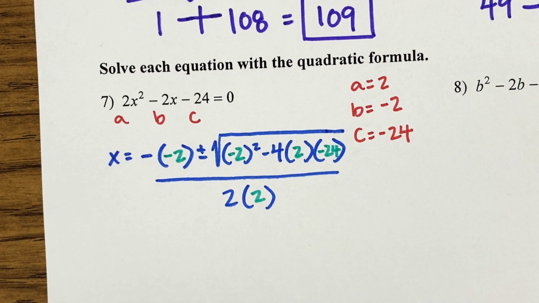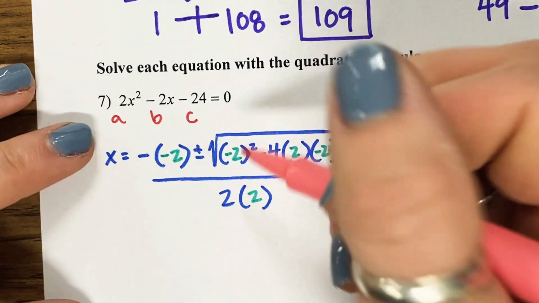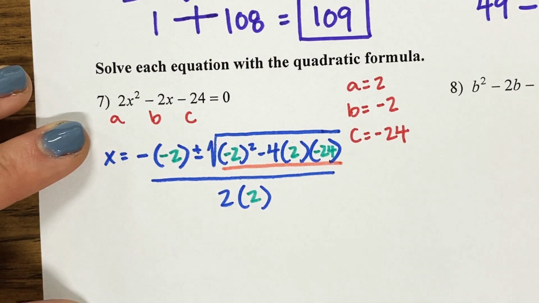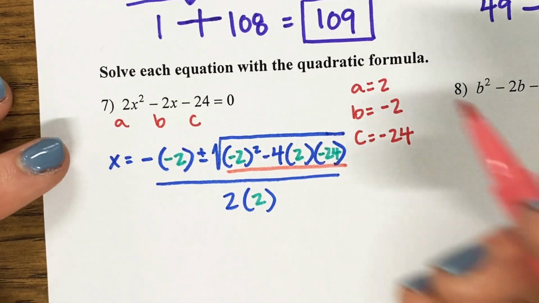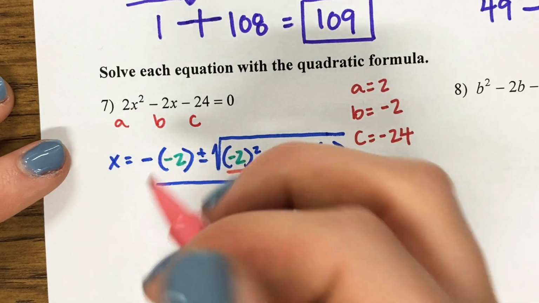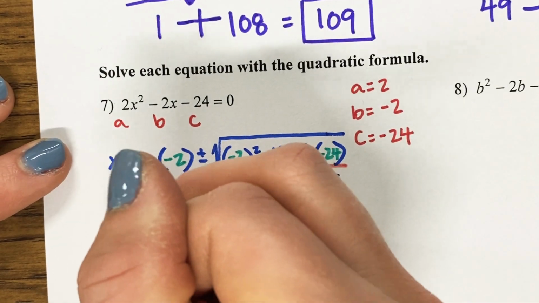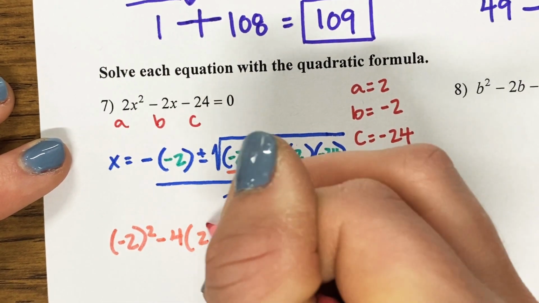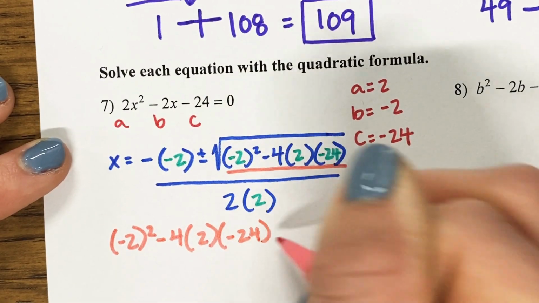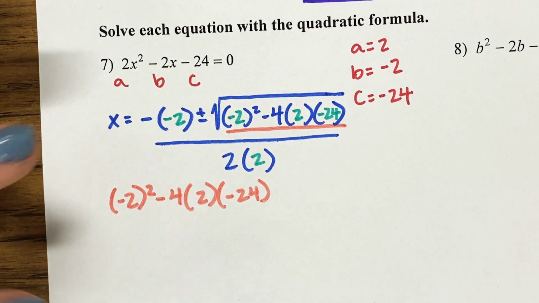Okay, so now what we're going to do is solve for the discriminant first, just what we were doing, this piece right here. So I have -2 squared. In fact, I'll write it down here: -2 squared minus 4 times 2 times -24. We're just solving for this discriminant piece.